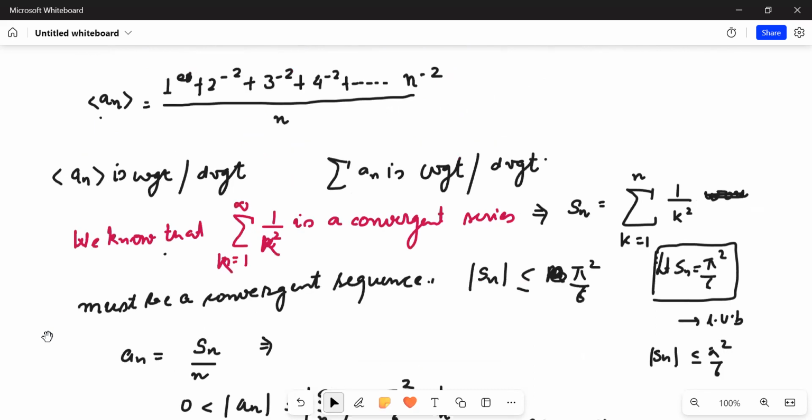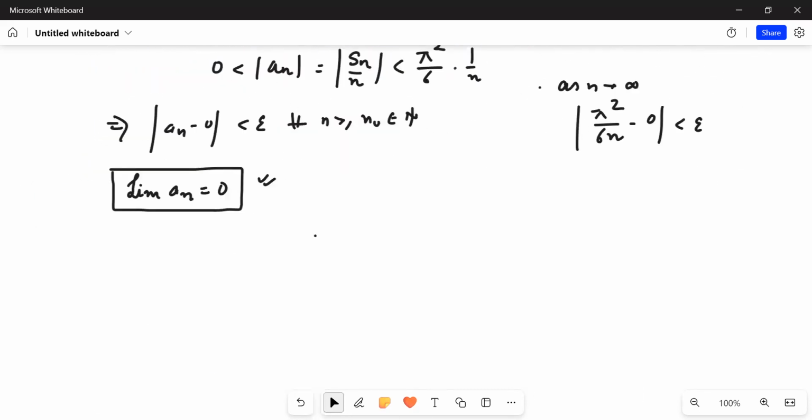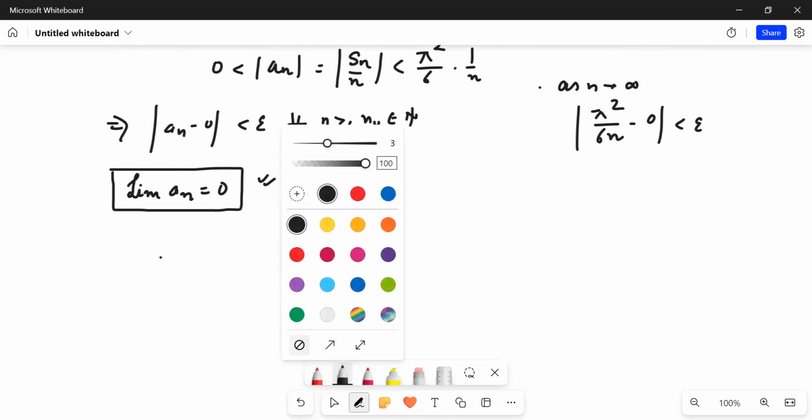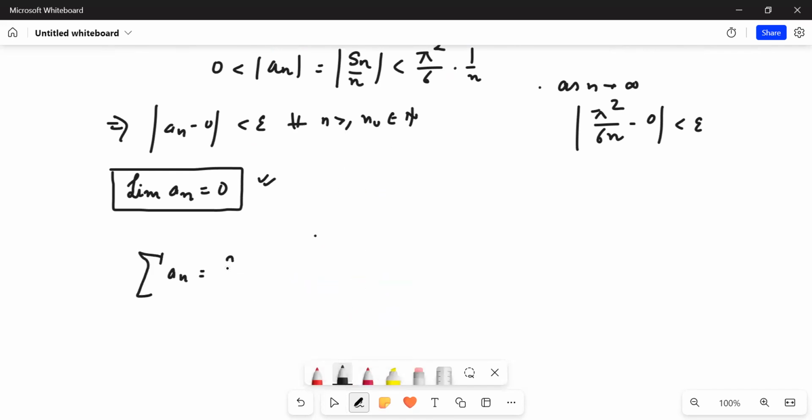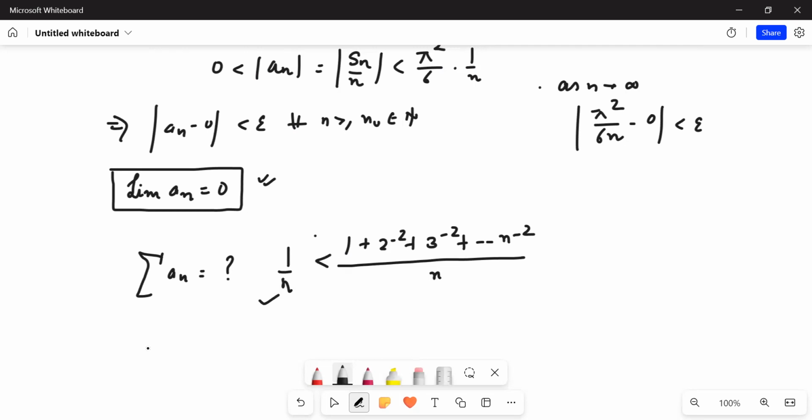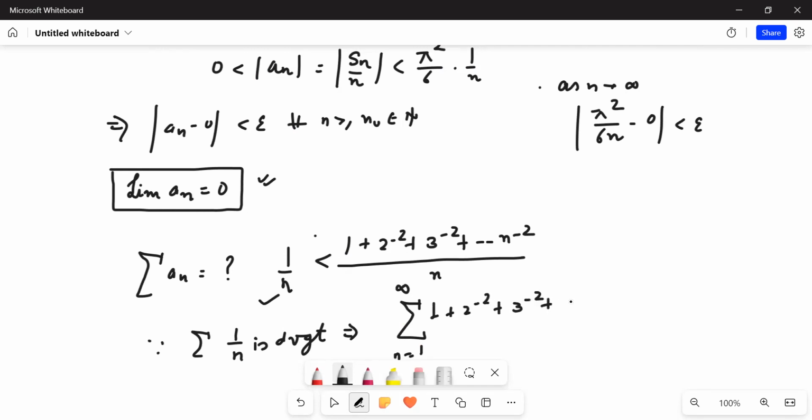Now, what to say about summation an? What do you think summation an would be? See, it is (1 + 2 raised to minus 2 + 3 raised to minus 2 + ... + n raised to minus 2) upon n. Certainly, this is greater than 1 upon n. Since that is divergent, it implies that summation n equals 1 to infinity of (1 + 2 raised to minus 2 + 3 raised to minus 2 + ... + n raised to minus 2) upon n is also a divergent series.